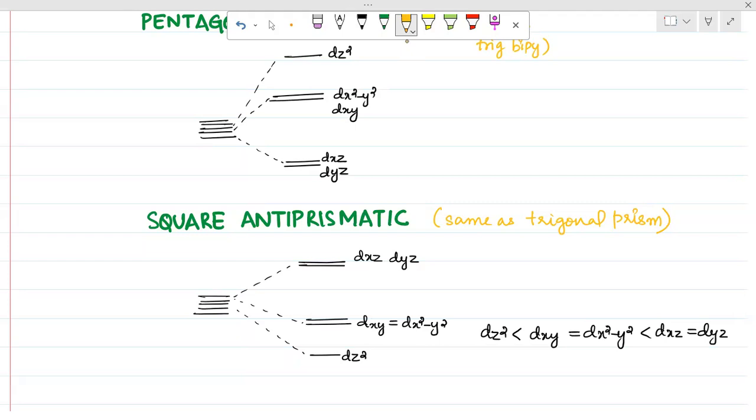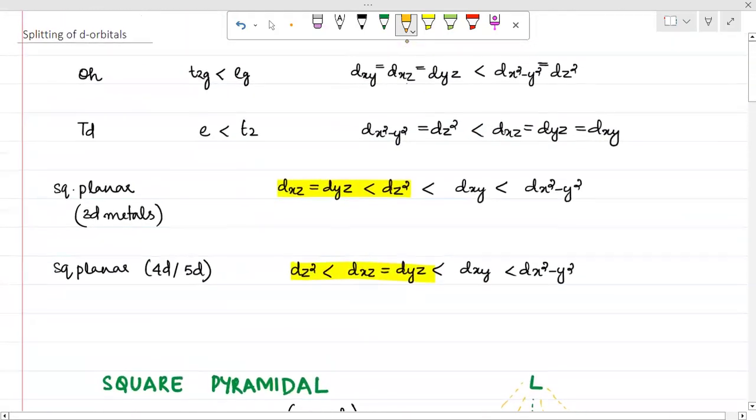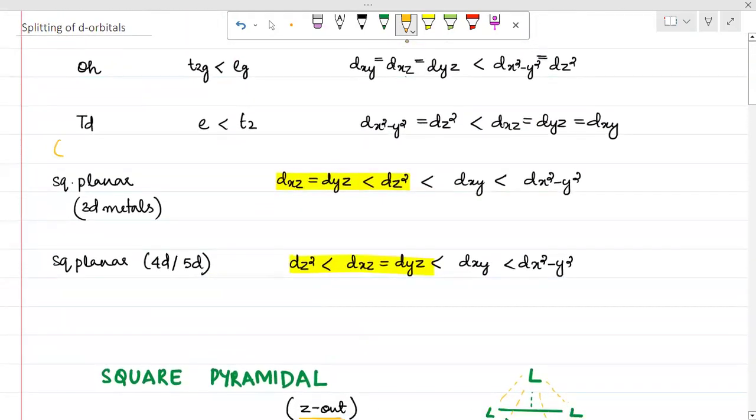Cubic, same as tetrahedral. Cubic structures have got the same splitting as that of tetrahedral structures. That is E at the bottom and T2 at the top.